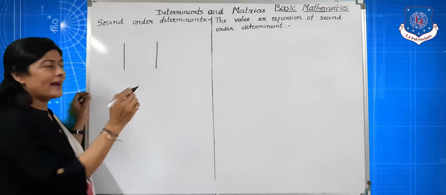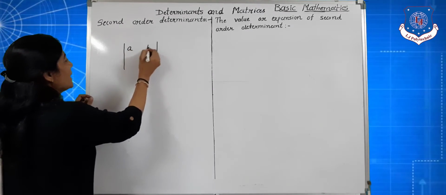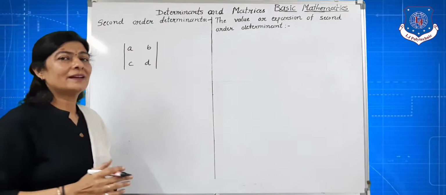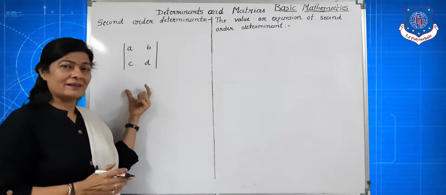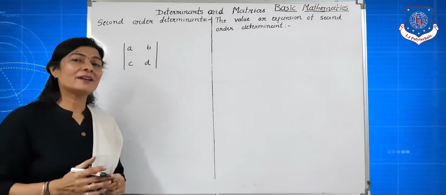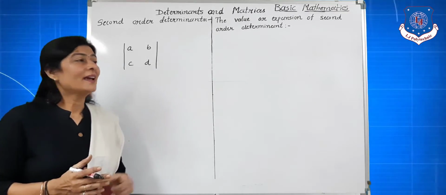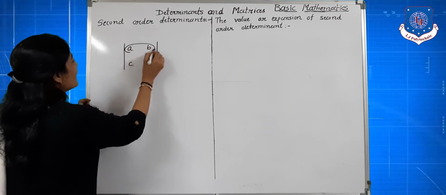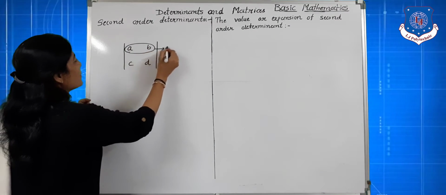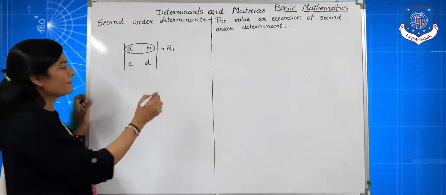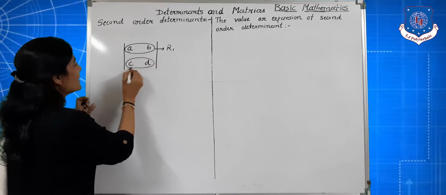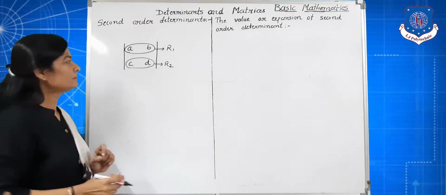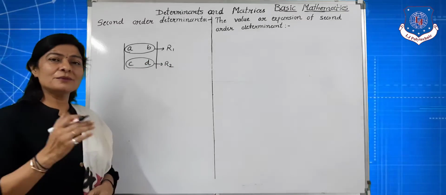of 4 elements A, B, C, D, they are real numbers, then this type of determinant is called second order determinant. In this determinant, A and B are the elements of first row R1, C and D are the elements of second row R2. So total there are 2 rows.